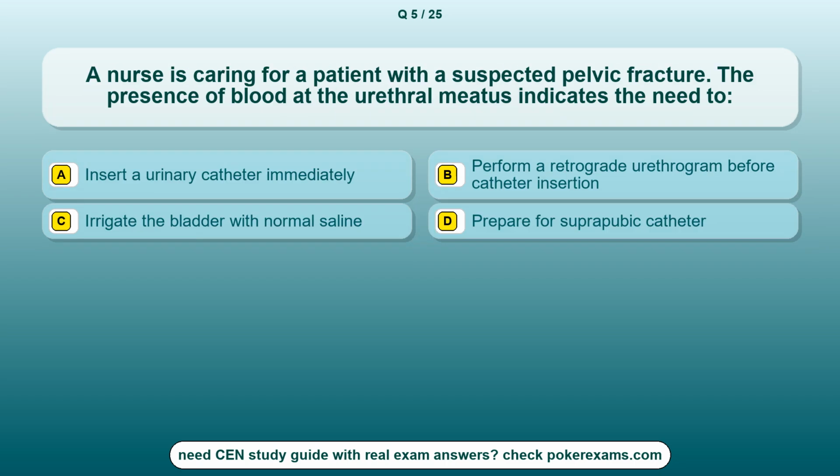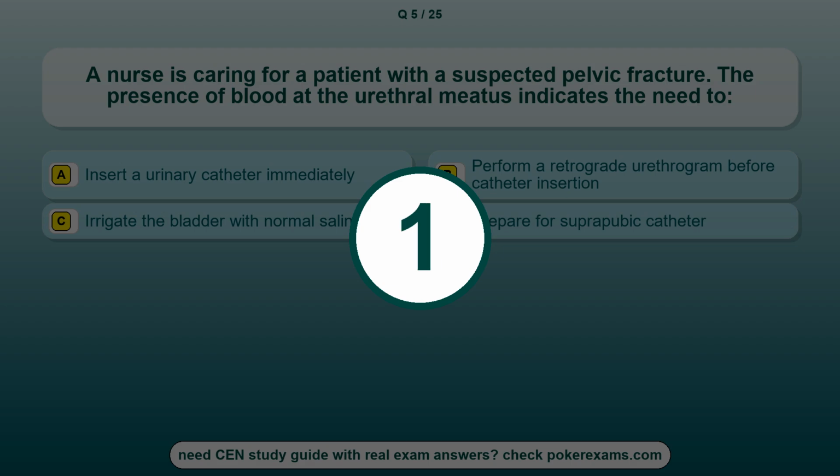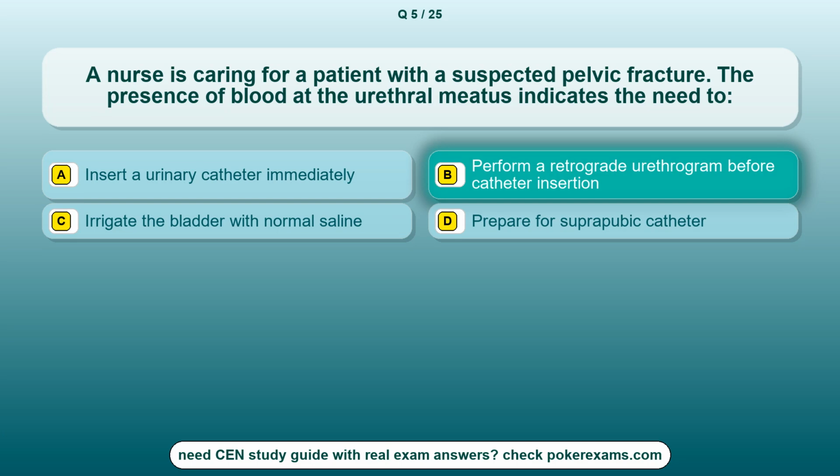Question 5. A nurse is caring for a patient with a suspected pelvic fracture. The presence of blood at the urethral meatus indicates the need to option A, insert a urinary catheter immediately, option B, perform a retrograde urethrogram before catheter insertion, option C, irrigate the bladder with normal saline, option D, prepare for suprapubic catheter. The correct answer is option B, perform a retrograde urethrogram before catheter insertion.